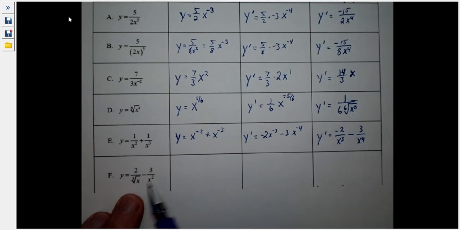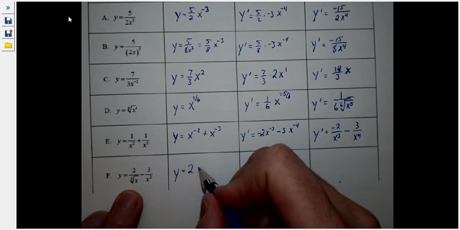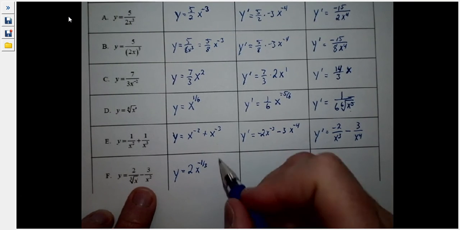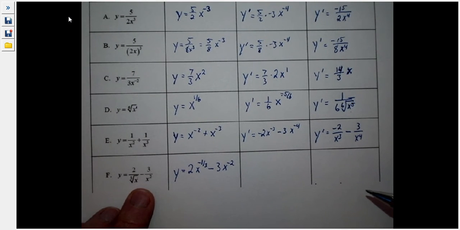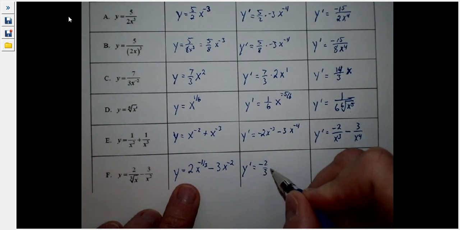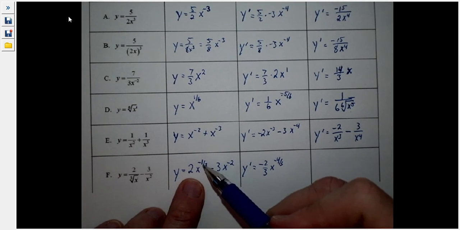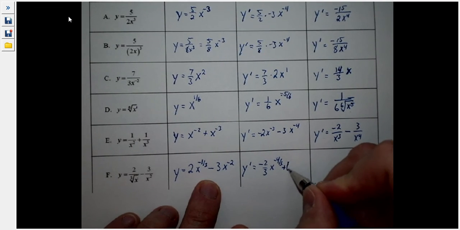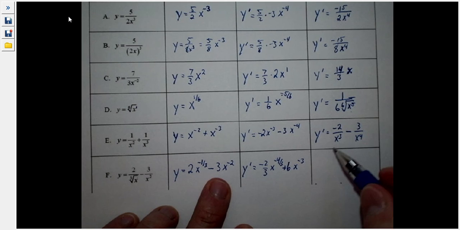And then the last problem, again we have 2 terms. We rewrite. So this is going to be 2x to the negative 1/3 power, because it's the 1/3 power and the negative when we moved it up, minus 3x to the negative 2 power. Now we take the derivative, and we get negative 2/3 x to the negative 4/3 power, because 2 times negative 1/3 is negative 2/3. When you subtract 1 from 1/3, you get 4/3. And then negative 2 times negative 3 is positive 6x to the negative 3 power. Because negative times negative is positive. Subtract 1 from negative 2, you get negative 3.